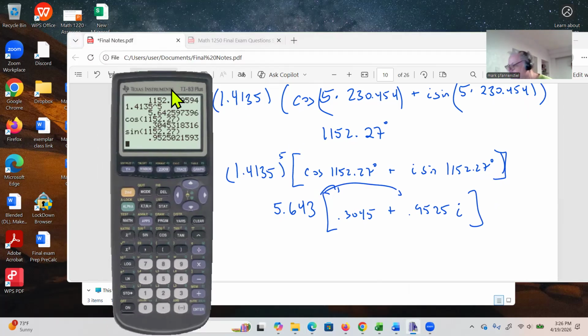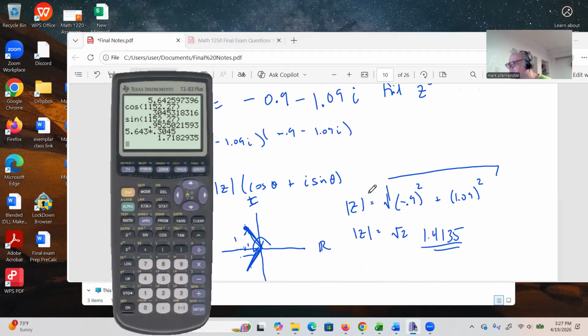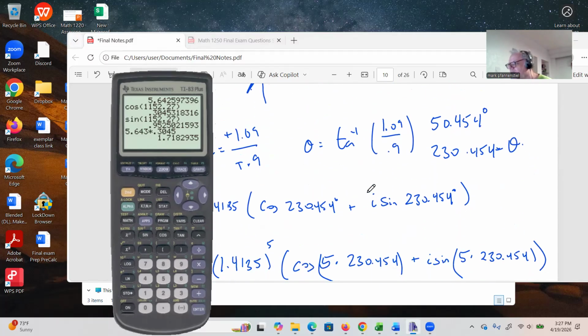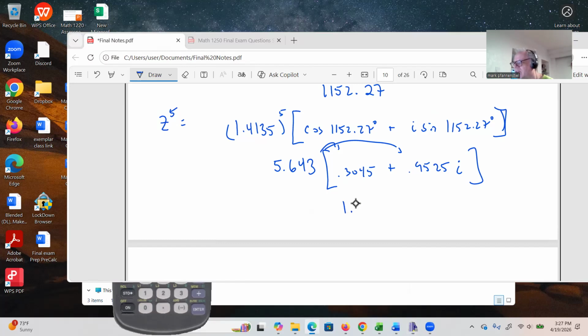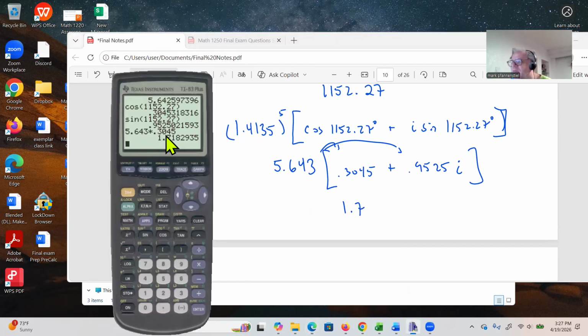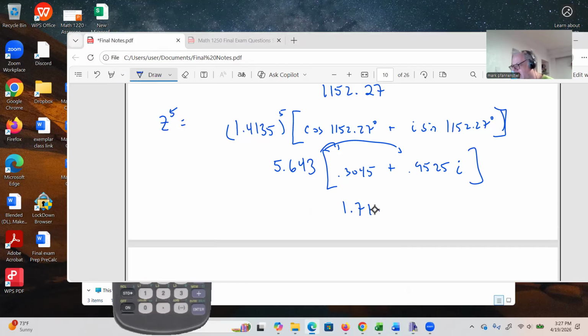We have 5.643 times, not divide, but times, 0.3045 equals 1... We said 3 decimal places for this. So we have 1.718. 1.718 plus, and then we'll go ahead and figure this out.